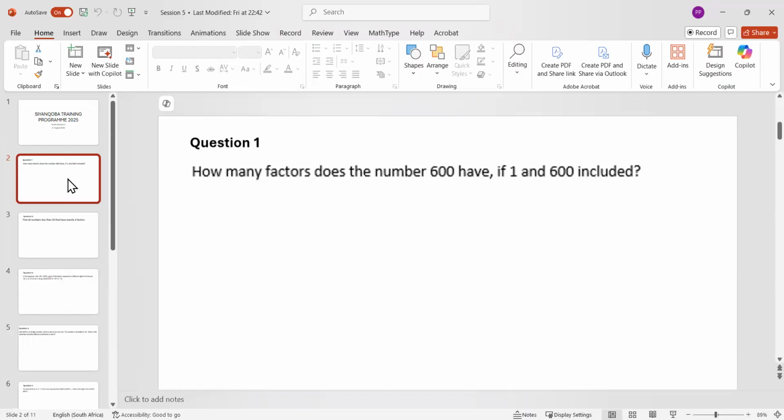Khotso, is the screen visible? Yes, Prof. I can see. Okay, thank you very much.